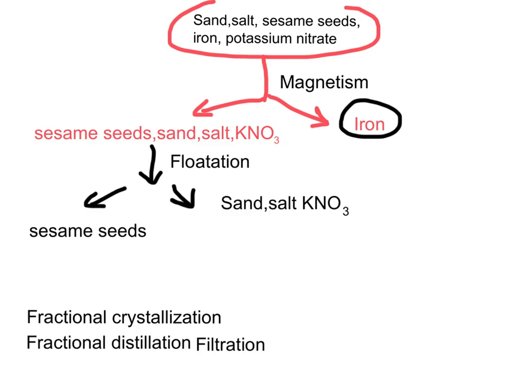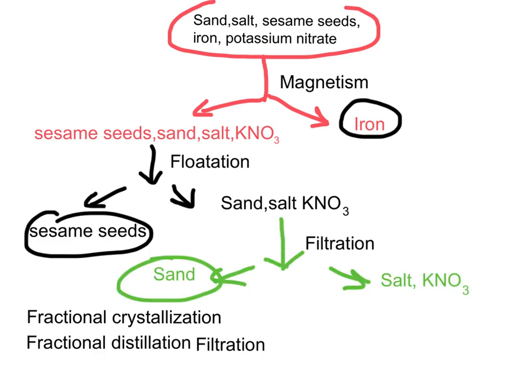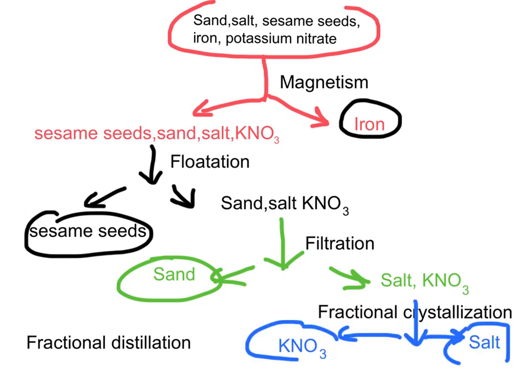And now the next procedure would be to filter out that sand. So let's get a different color arrow here. Oh, I should circle my sesame seeds. And now I want to filter out the sand. And that gets the sand out, leaving the salt and the KNO3 clumped together, and we'll have to do fractional crystallization to get that apart. And after we fractionally crystallize it, we'll have our KNO3 and our salt in two separate piles.